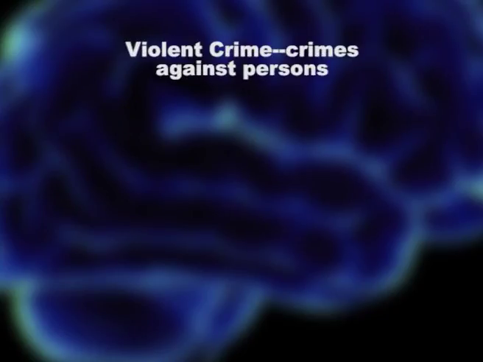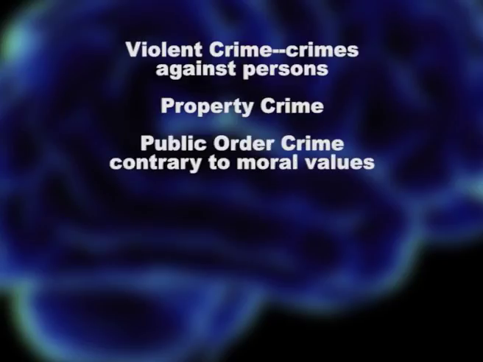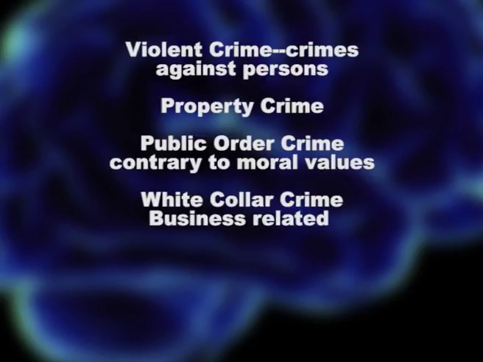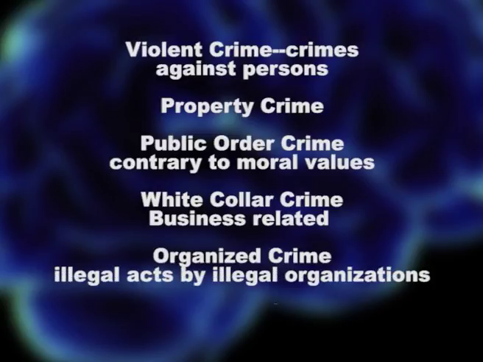Now, we will be studying the types of crime. The first type is violent crime, that is, crimes against persons. Then we have property crime. Then the third one is public order crime, that is, contrary to moral values. White collar crimes, these are business related. Organized crimes, which are illegal acts by illegal organizations, and high tech crimes.